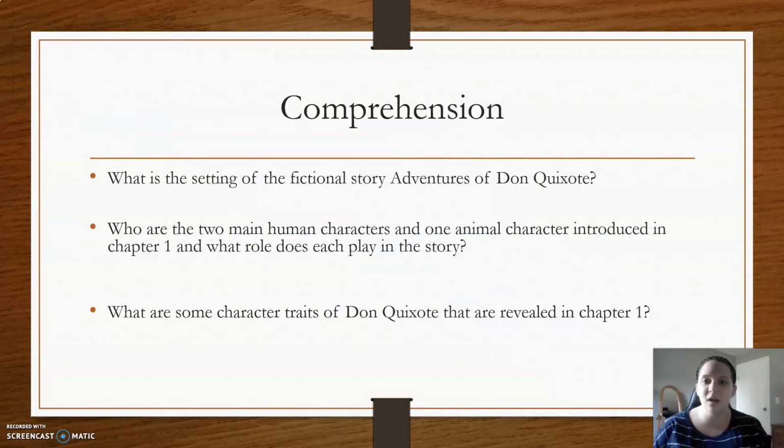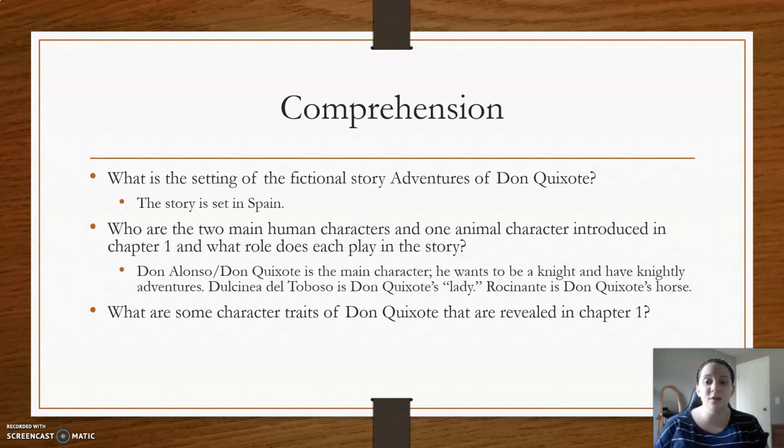Okay, so what's the setting of this story of Don Quixote? It's actually a story set in Spain. It mentions that he's from La Mancha. Who are the two main human characters and the one animal character introduced in Chapter 1, and what role does each one play? Well, we've learned about Don Alonso, or Don Quixote. He's the main character. He also talks about Dulcinea de Toboso, which is his lady. And then Rocinante is Don Quixote's horse.